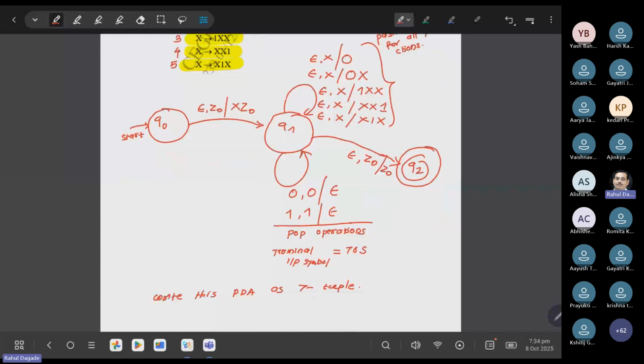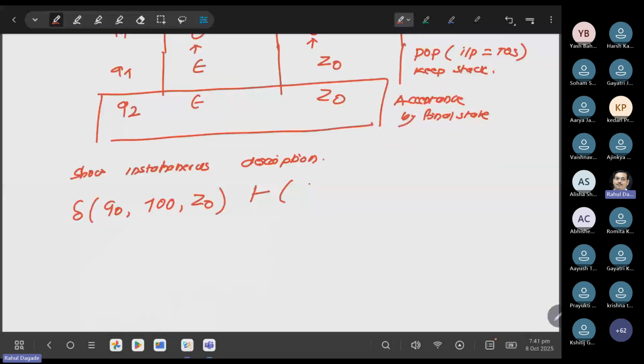To show the instantaneous description, I told you that you can show like this: delta, you are in Q0 state, input is your 100, stack is Z0. So now it is going into Q1 state, remaining input is 100 and stack is XZ0. So that is going into Q1 state, 100, and stack is X is removed and its production is added, which is 1XX. So 1XX production is added, Z0. What is it doing here? It is doing push operation here.